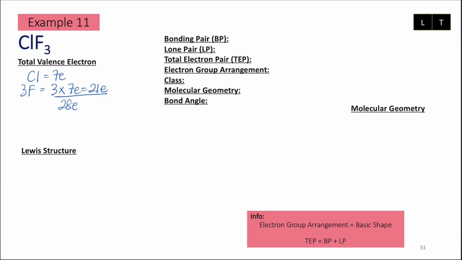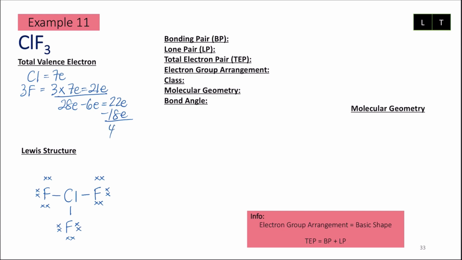My central should be Cl, bonded to 3 fluorine atoms, and after that, you use up already 6 electrons. The remaining should be 22 electrons. After that, we are going to put each fluorine 3 lone pairs: 1, 2, 3, 4, 5, 6, 7, 8, 9, 10, 11, 12, 14, 16, 18. So, 22 minus 18, you got 4 left.